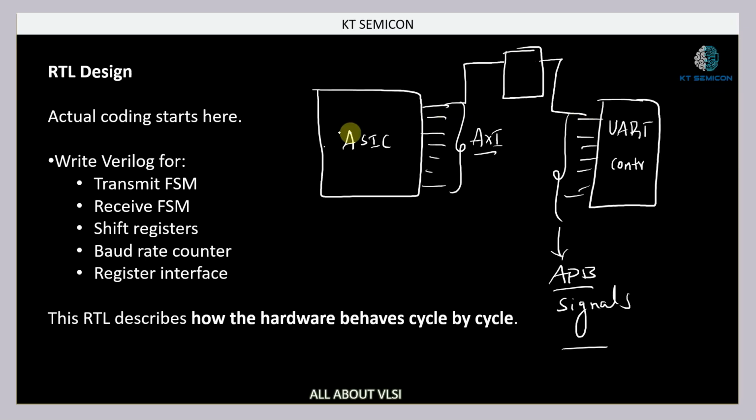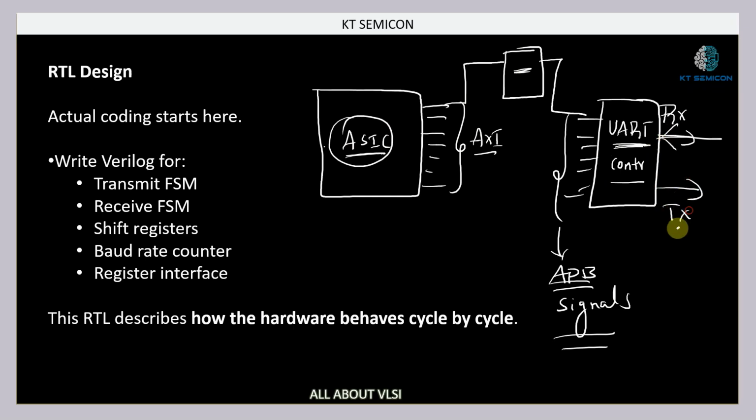And after the UART controller has received the signals from the ASIC using this AXI, the bridge will convert them into APB. After receiving those commands or the data, it is going to convert them into the UART interface. It is going to convert them into RX and TX, and give it to the UART physical chip. This is the conversion process it is going to follow.